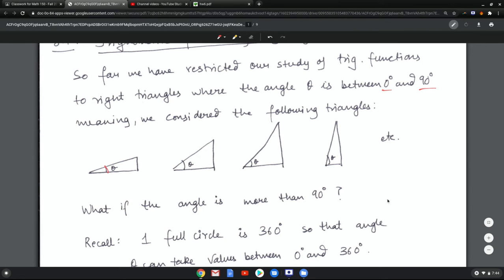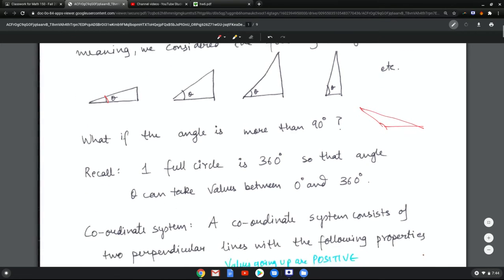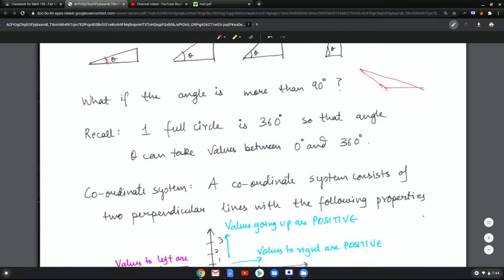Now what if the angle is more than 90 degrees? What if we have certain triangles where the angles are more than 90? What happens in that case? Now recall, previously we learned that one full circle equals 360 degrees, so the angle theta can take a value between 0 and 360. Recall, this is 0, you go all the way up here, that's 90, you go all the way down here, it's 180, go all the way here, that's 270, and then you go all the way here, which is 360.